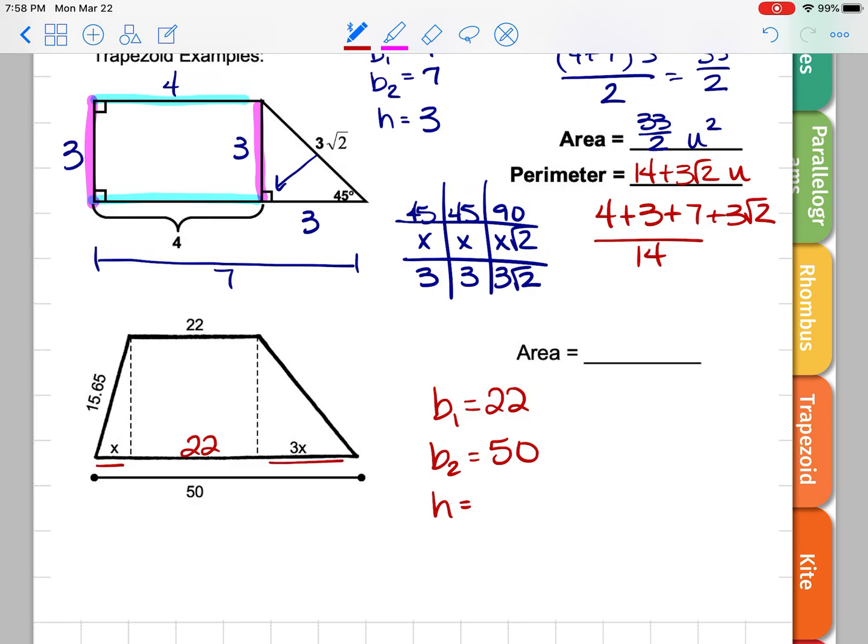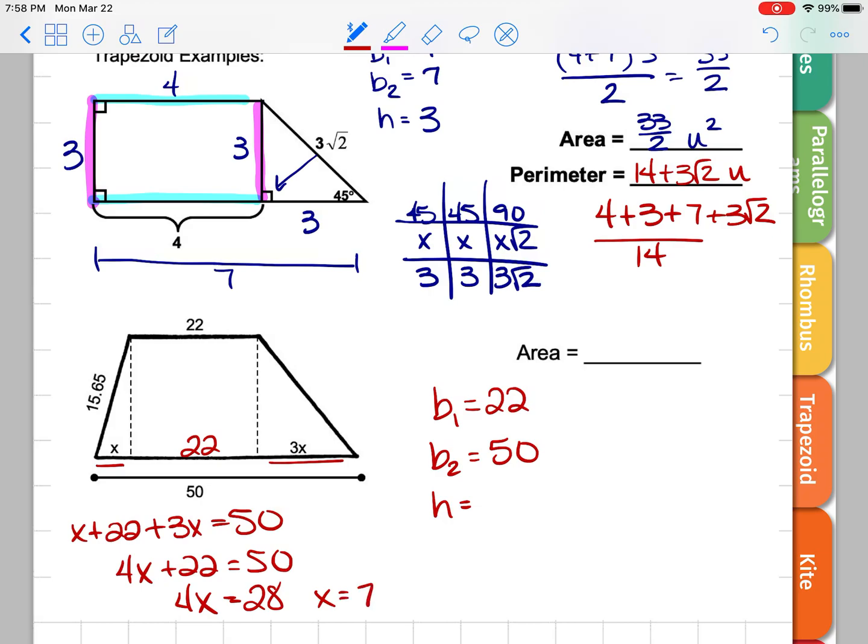Well, I know that if I put them all together, x plus 22 plus 3x equals 50. And so if I combine my like terms, 4x plus 22 equals 50, move the 22 over, 4x equals 28, and x would equal 7. So that means this is 7, and 7 times 3 would be 21. And if we added those together, we'd be back at 50.